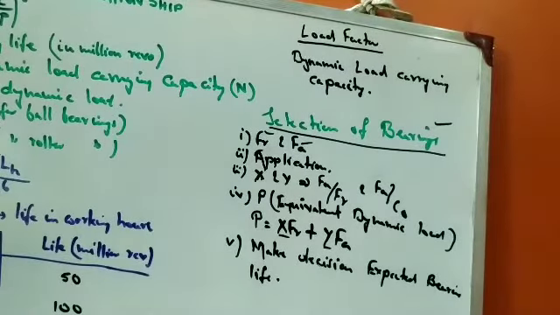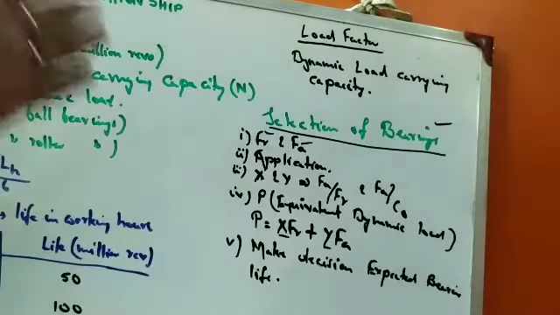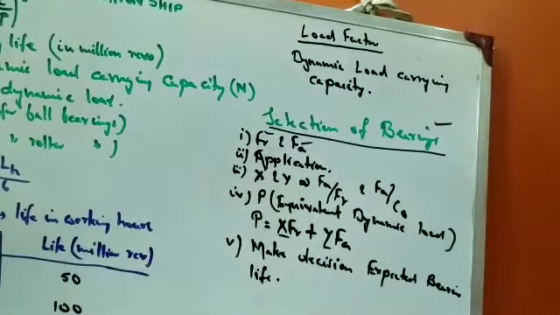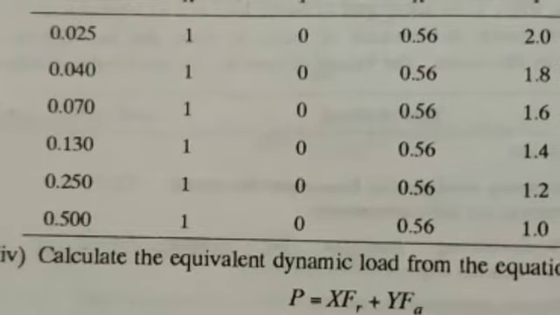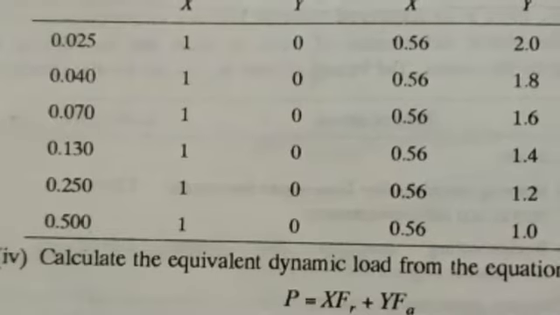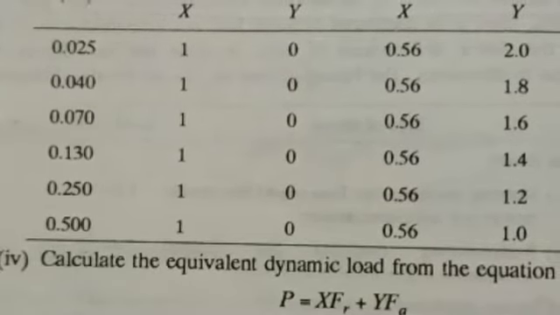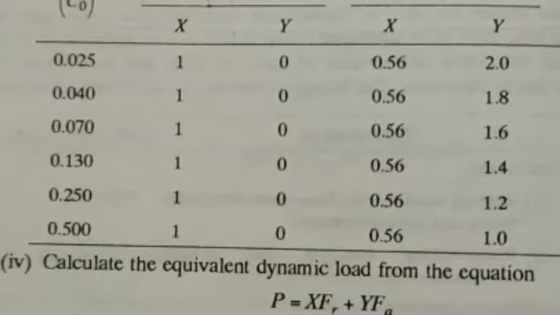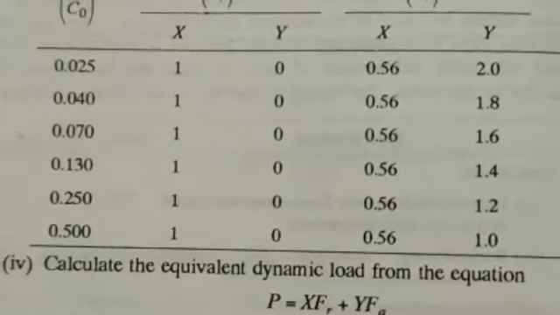Now X and Y can be obtained from the catalog if we know the value of Fa/Fr or Fa/C0, that is, the axial load by the radial load or the axial load by the static load. This is provided in a table. In the following table, the values depend upon the two ratios Fa/Fr and Fa/C0, where C0 is the static load carrying capacity. The selection of the bearing is therefore done by trial and error.